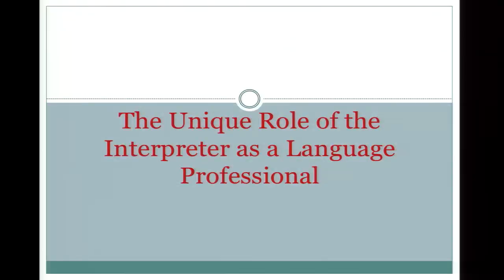So the unique role of the interpreter as a language professional, and I think that's something that gets lost. I think people forget or want to ignore the fact that you are all professionals. You have gone through training. This is a unique and specific skill set. Not just anyone can become an interpreter, right? So as Christina mentioned, yes, I speak Russian.